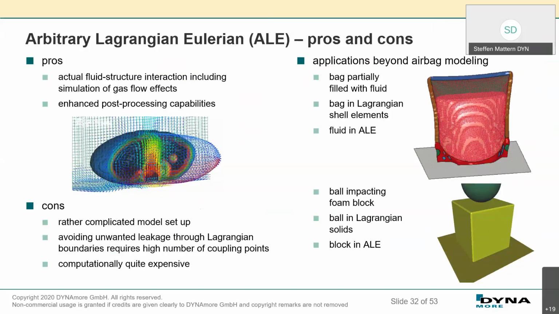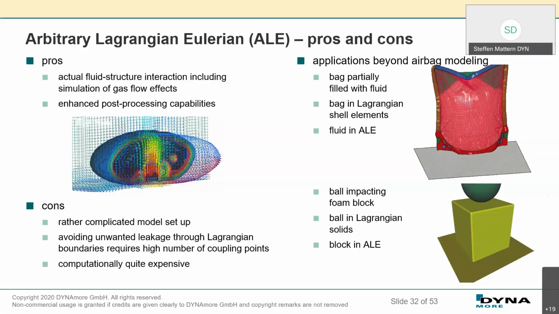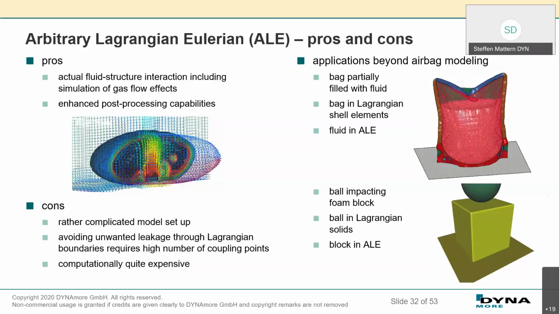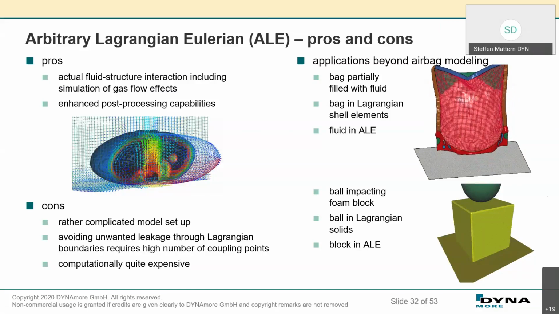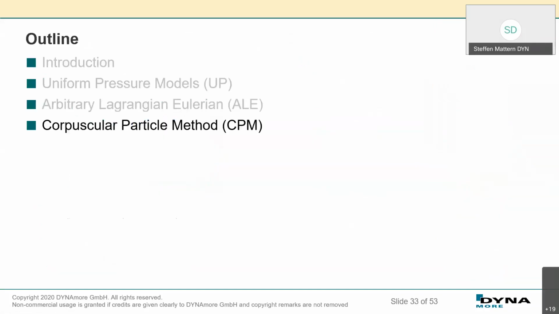So today, even if it's rarely used for occupant safety airbags, ALE is still applied to fluid structure interaction problems. I have two current examples. First, you see a bag partially filled with fluid, which is very similar to an airbag. The fluid is modeled using ALE and the structure is modeled using Lagrangian elements, but it's also possible the other way around. You see a foam block impacted by a ball where the ball is rather stiff and modeled with Lagrangian finite elements, and the foam block is here modeled with ALE. Okay, so much for ALE.